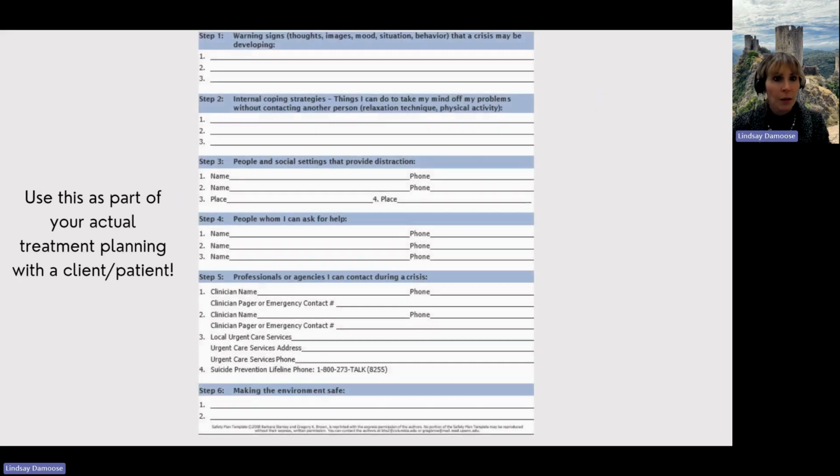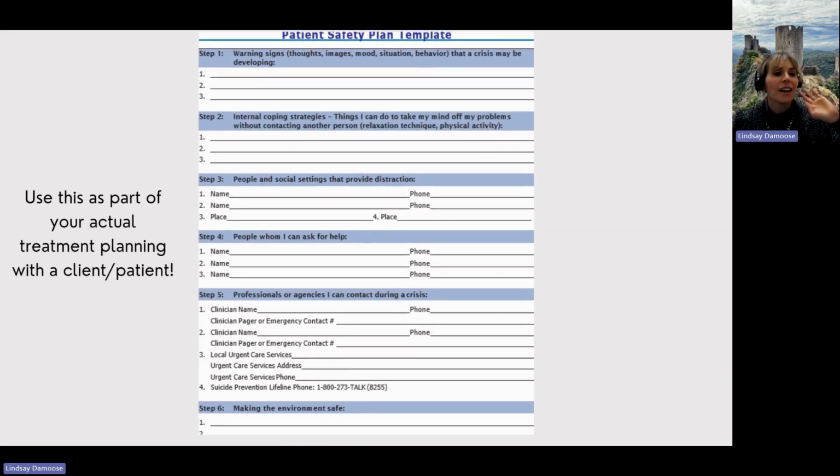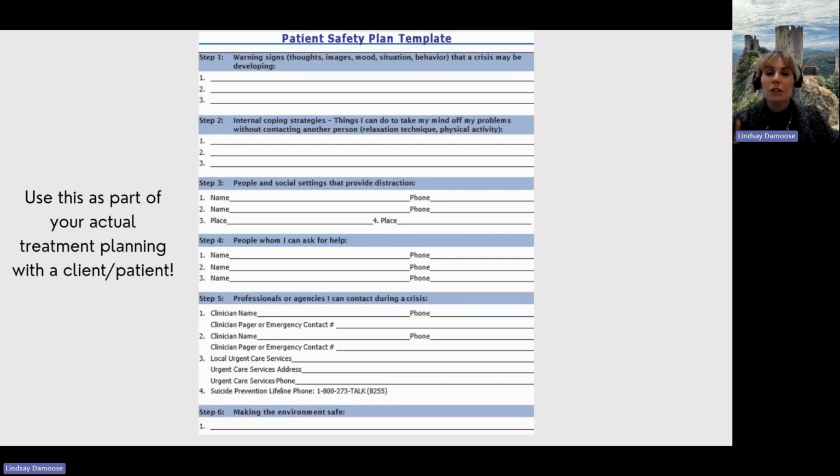Okay. And then lastly, we used to do no suicide contracts. Way back in the day, we would essentially make people promise that they wouldn't kill themselves. It was terrible. It was awful. This is a patient safety plan template. All I want to say about this, you'll see this is common practice now, but these are fantastic tools to use for your treatment.